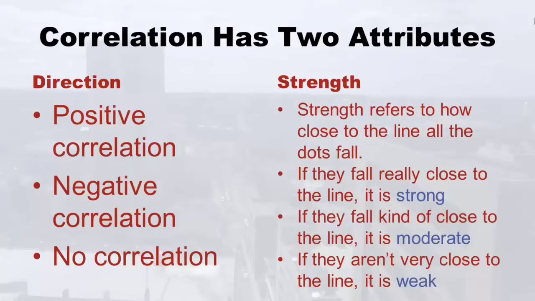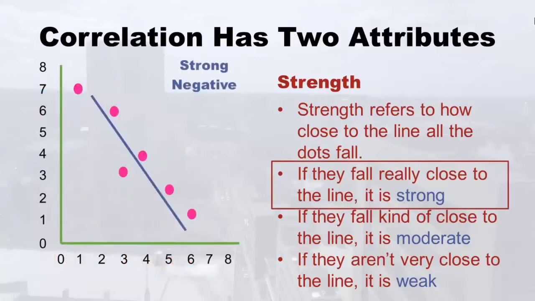Strength refers to how close to the line all of the dots fall. If they fall really close to the line, it is considered strong. If they fall kind of close to the line, it's called moderate. And if they aren't very close to the line, it is weak. Now remember, that's totally different from what direction it is. It could be positive strong or negative strong, right? It could be positive moderate or negative moderate. So this is just a statement. The strength is a statement of how close the dots you make in your scattergram fall to the line that you end up drawing.